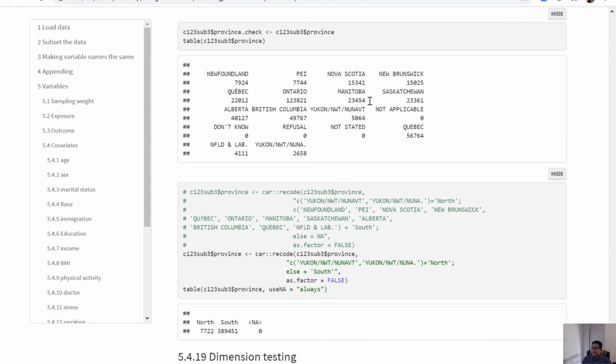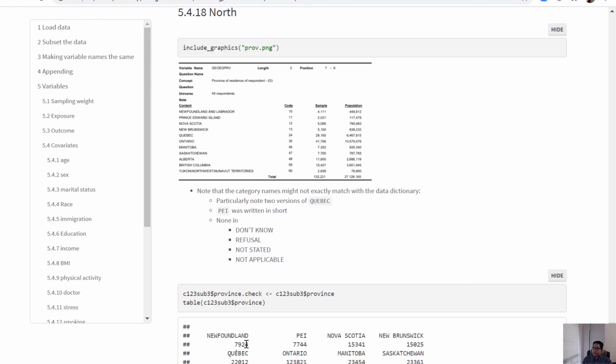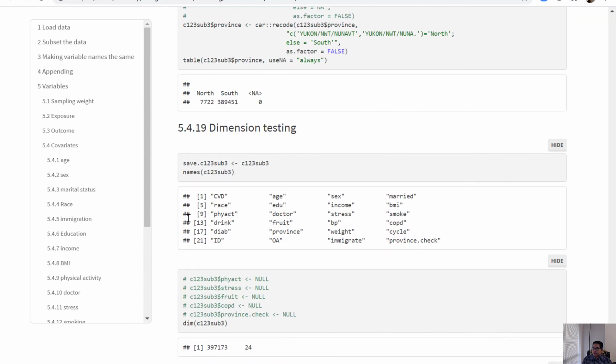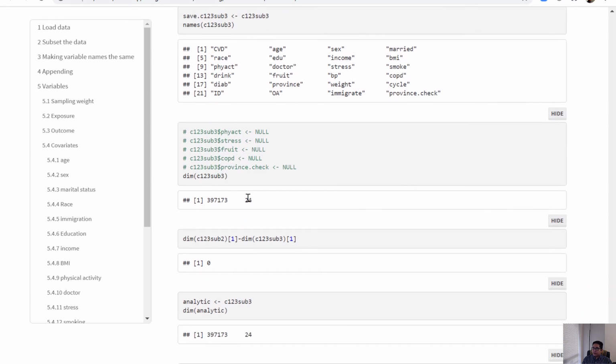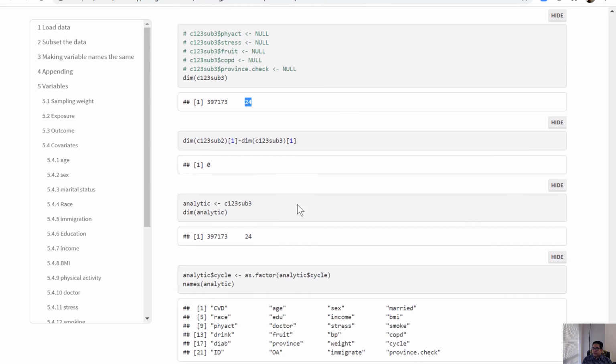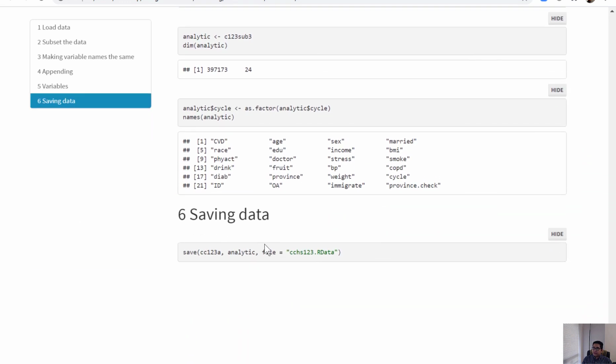So you need to be very careful about looking at the data. Sometimes the data's labels do not match the labels that are provided in the data dictionary, right? And then you need to do some dimension testing as well. There were 23 variables originally, but we have included an ID variable, so now we have 24 variables. Let's just save this dataset for the next part of the lab.